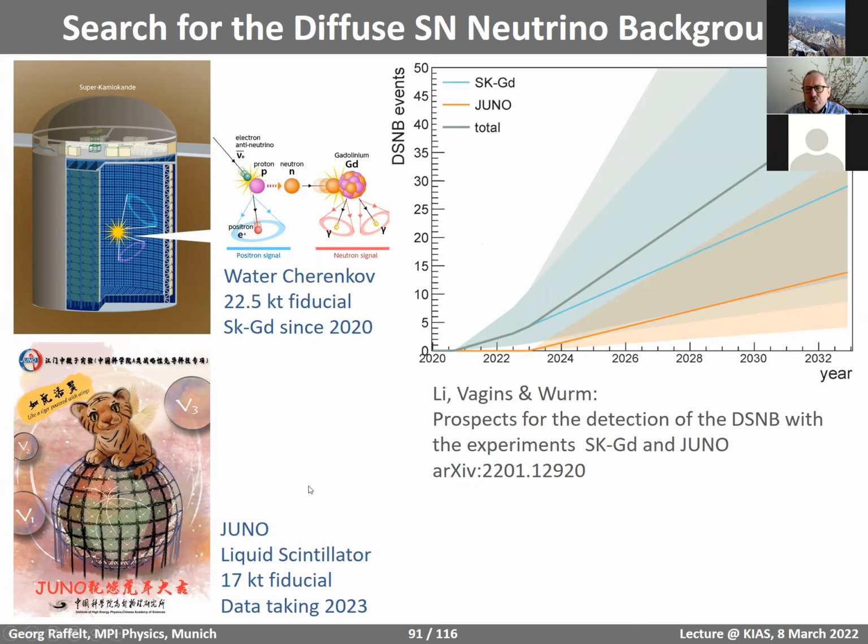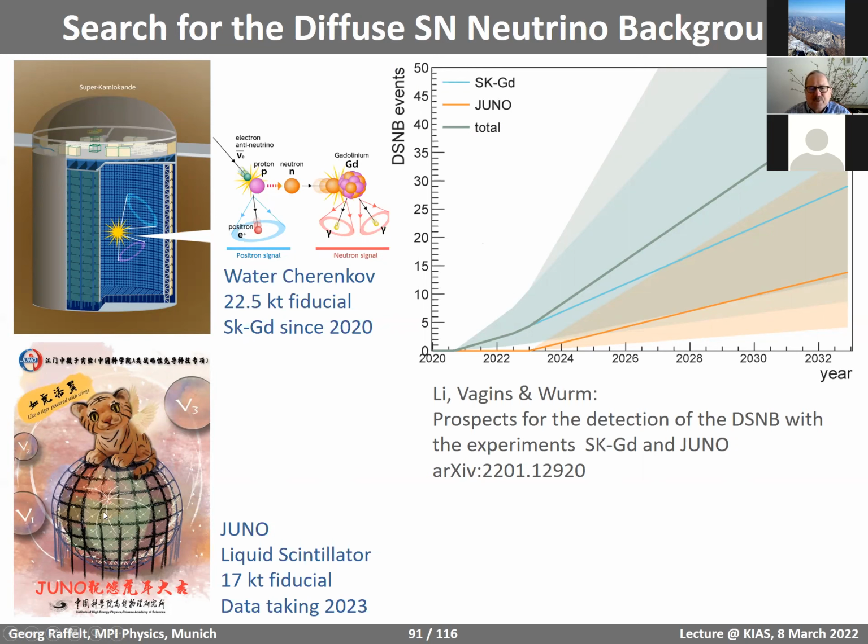And the other is the Juno liquid scintillator that is being built in China. So here was the little New Year's greeting card of the Juno collaboration. I suppose in Korea you also celebrated the Lunar New Year about a month ago. So it's the year of the tiger now, I suppose, in Asia.